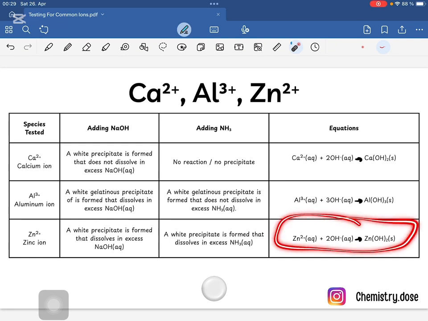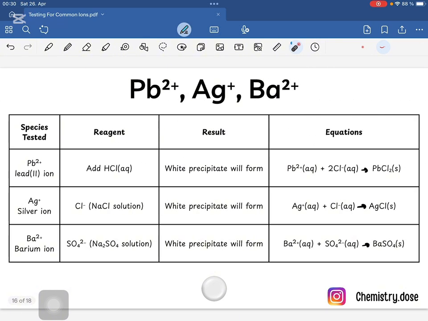And this is the reaction that takes place when we add NH3 or NaOH to the Zn2+. We're going to form the zinc hydroxide. And as we said, the three of them have a white precipitate color. Now, one thing about aluminum is that if they mention it's gelatinous, then we can know that it's definitely aluminum.